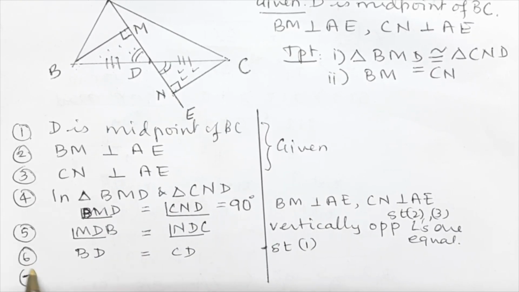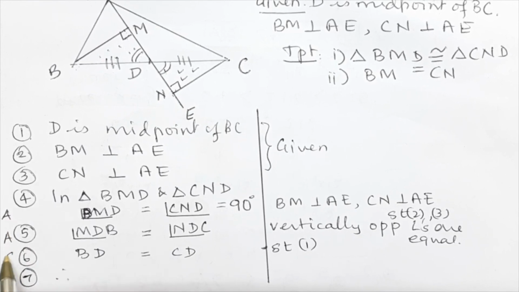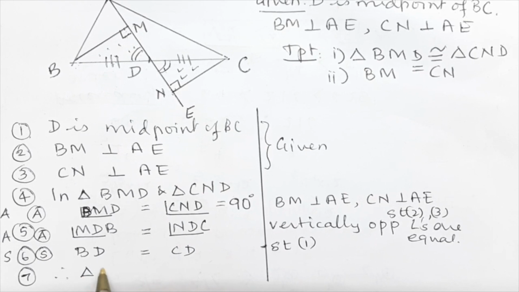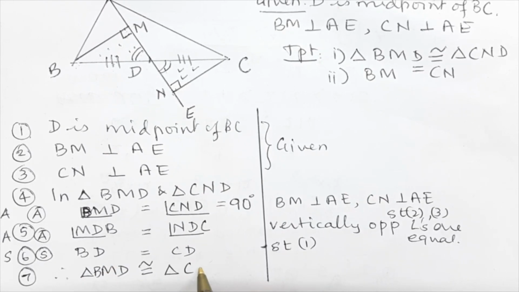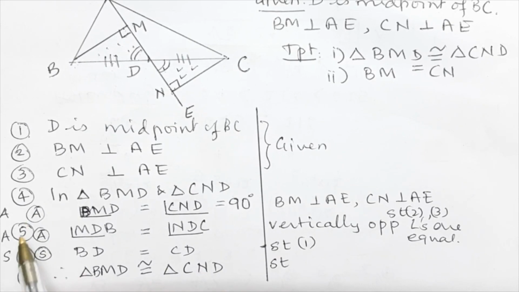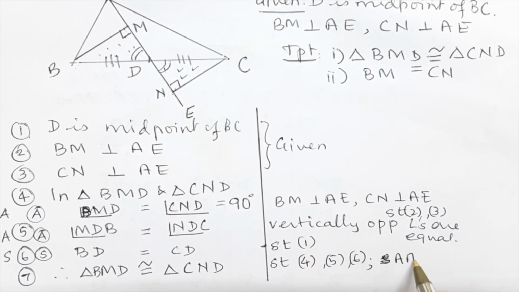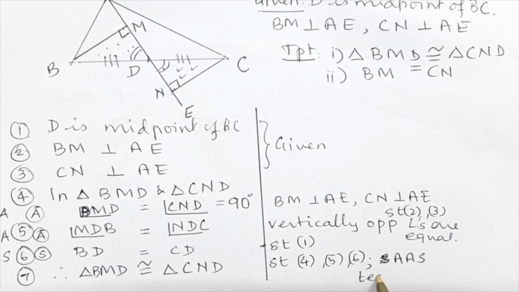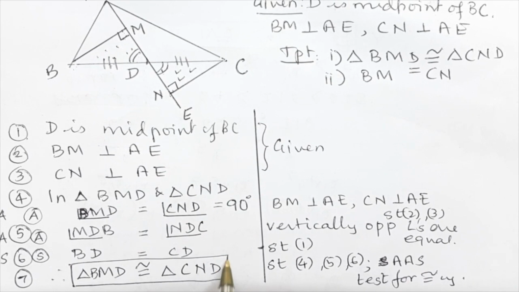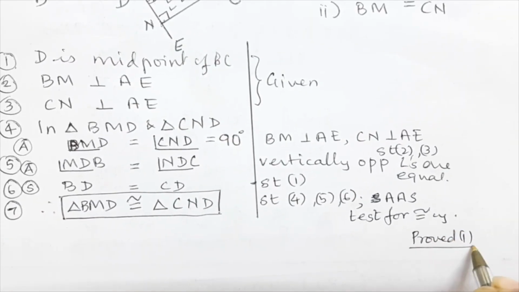And 7th statement, therefore, can you see this is your A, this is your A, and this is your S? The test for congruency, triangle BMD is congruent to triangle CND, and this will be because of statement 4, 5, 6, and AAS, test for congruency. All right? This is your proved first part.